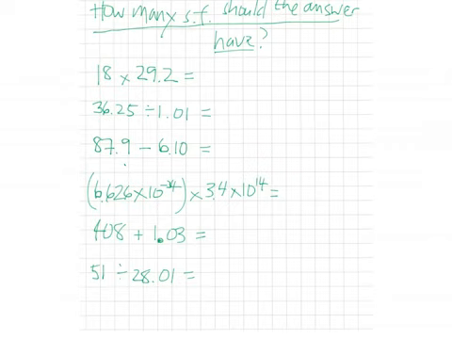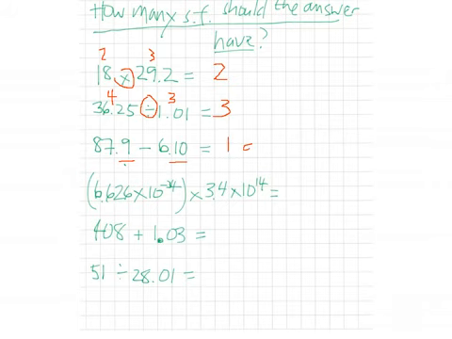The first one has 2 significant figures in 18 and 3 in 29.2. The least number applies because we're talking about multiplication here, so the final answer should only have 2. The second one, 36.25, has 4. The 1.01 has 3, and so we have to limit our answer to 3 since we're talking about the total here because we're doing division. When we do subtraction, we're only worried about the numbers after the decimal. 1 has 1, 1 has 2, so we do 1 after the decimal.